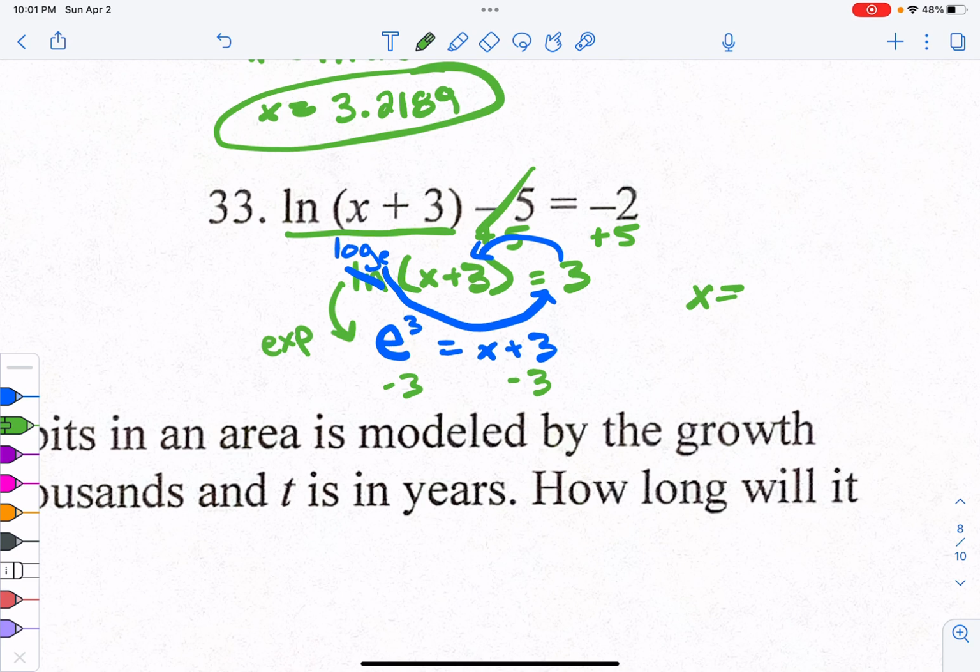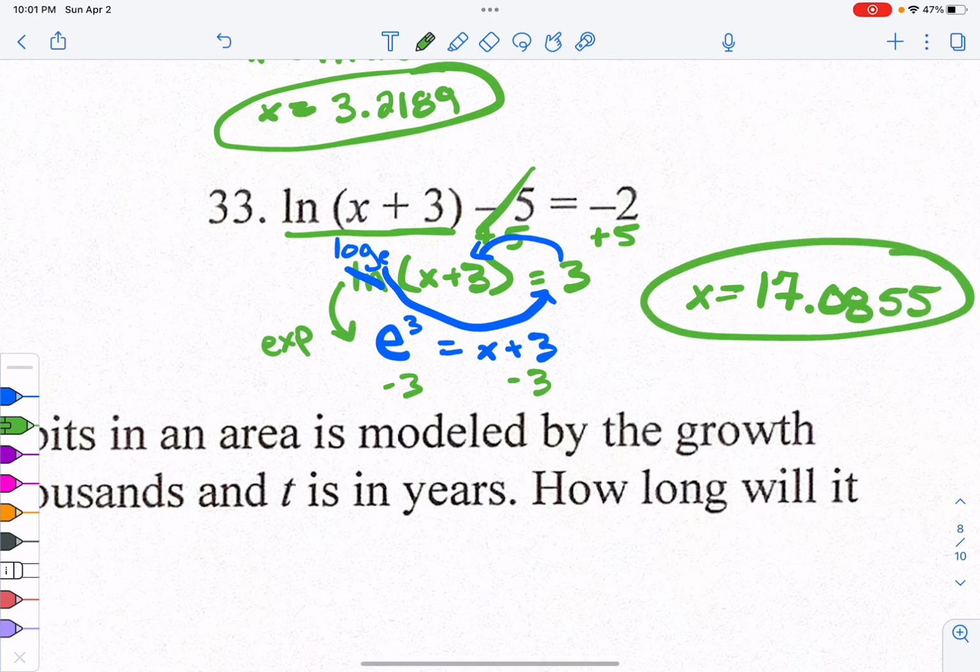E to the third power, and then minus 3. And I get 1 point, no, I don't. I get 17 point something. 17.0855 is what I get for my final.